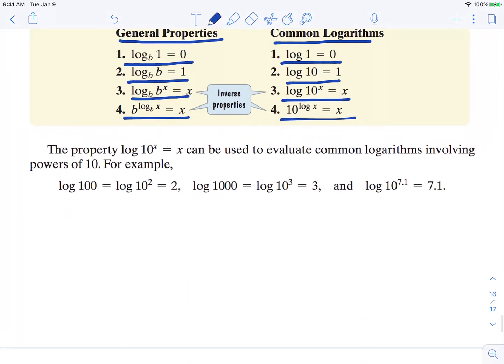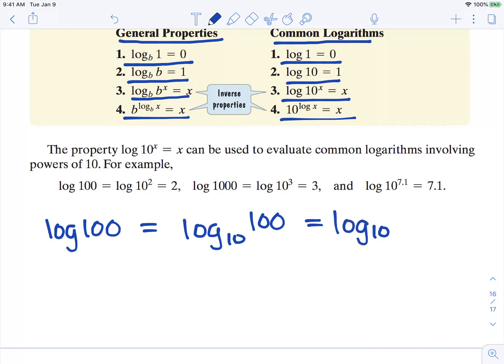So we have log of 100. That's the same thing as log base 10 of 100, or log base 10, and I'm going to change that 100 to 10 squared. This logarithm and this exponential are the same base, so they are inverses of each other. So that follows this property right here.